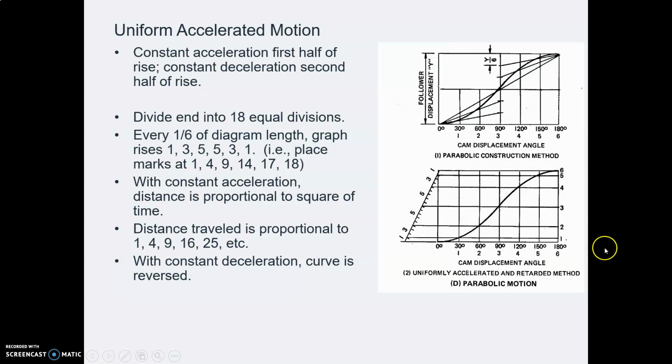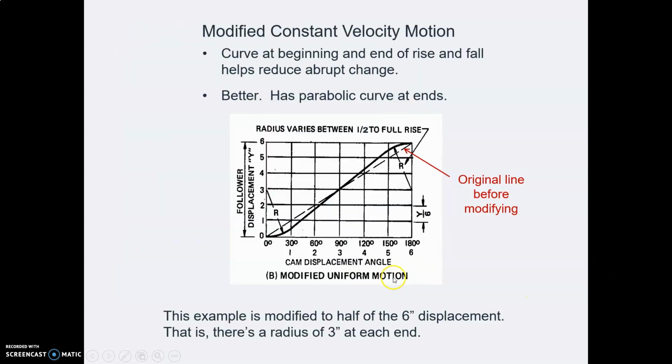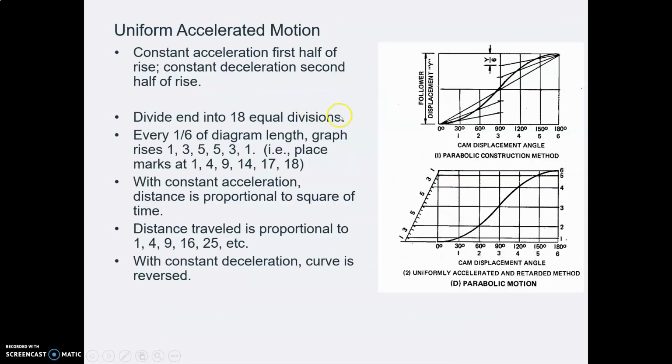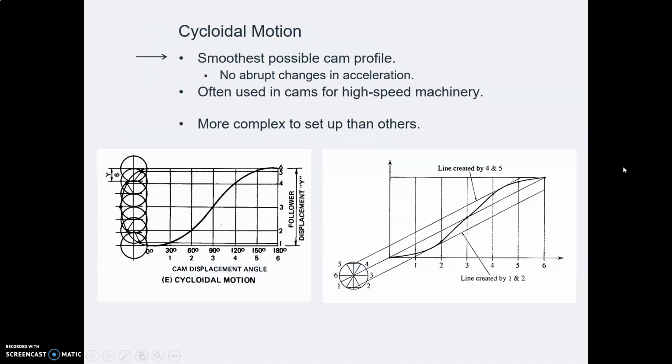Constant velocity has a uniform speed. Uniform accelerated has a uniform acceleration, and it's more complicated to lay out, and we won't do one of those. Even more complicated to lay out, but the very best shape, is called cycloidal. This is the smoothest follower motion. There are no abrupt changes in speed or acceleration. You can run machinery at a high speed with cycloidal motion.